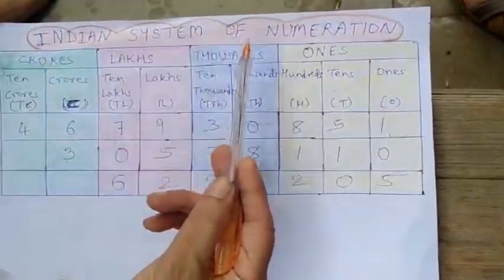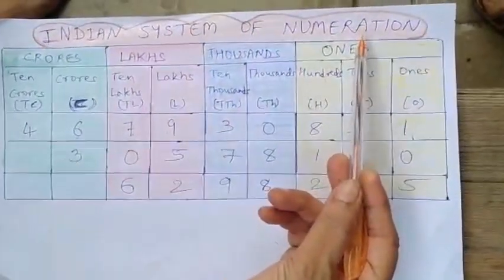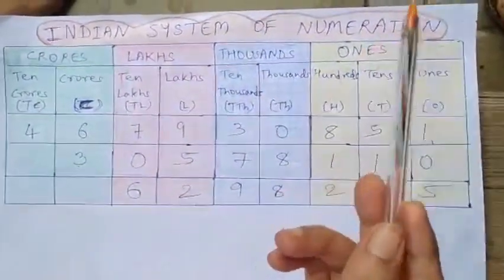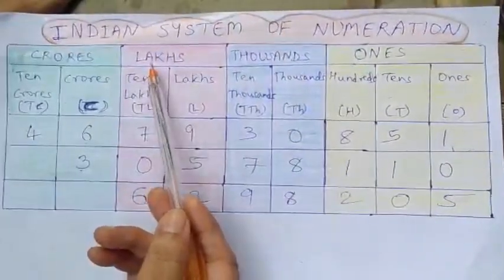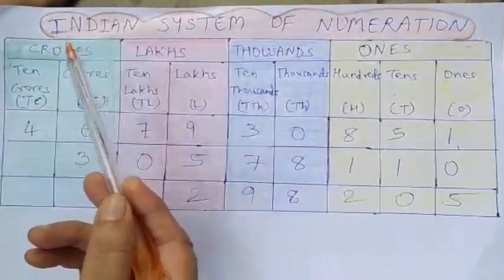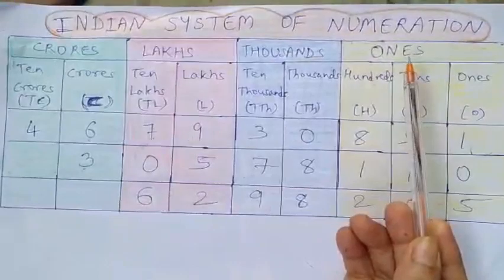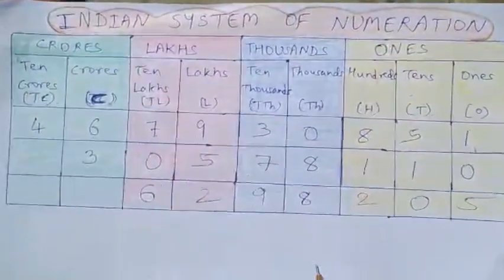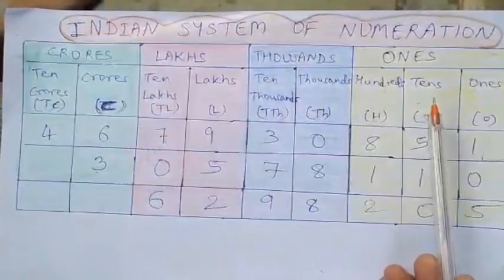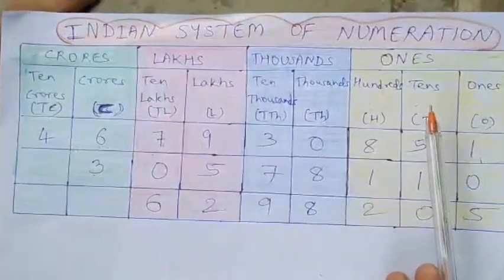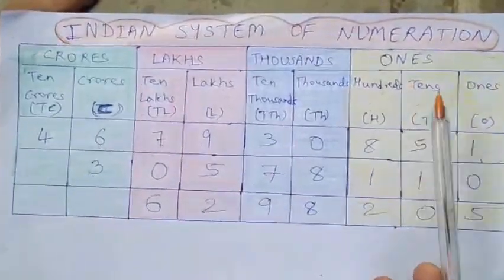Indian system of numeration. This system is divided into 4 periods: ones, thousands, lakhs, crores. These 4 periods are further subdivided into sub-periods. Let us consider the ones period. Ones period is subdivided into 3 sub-periods: ones, tens, hundreds.